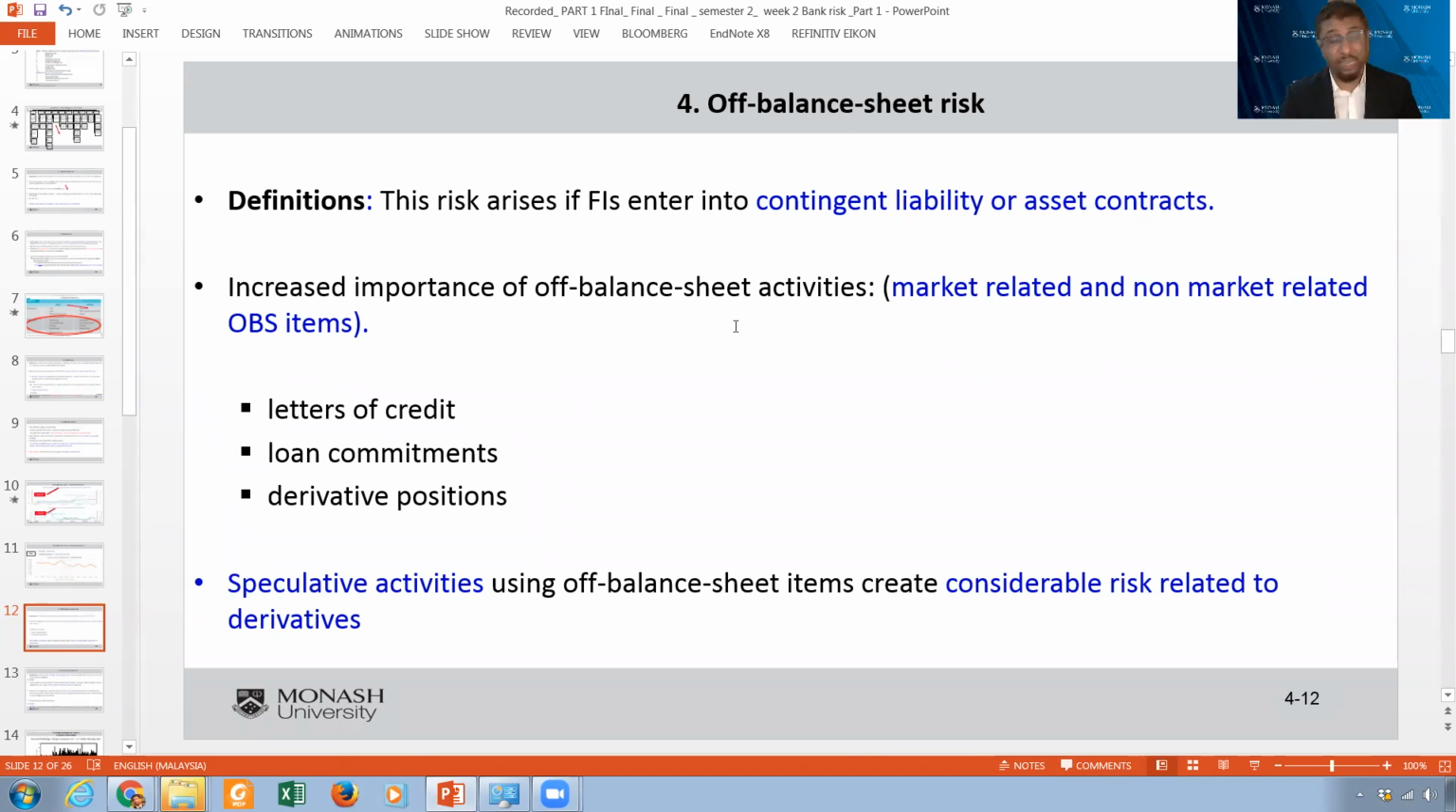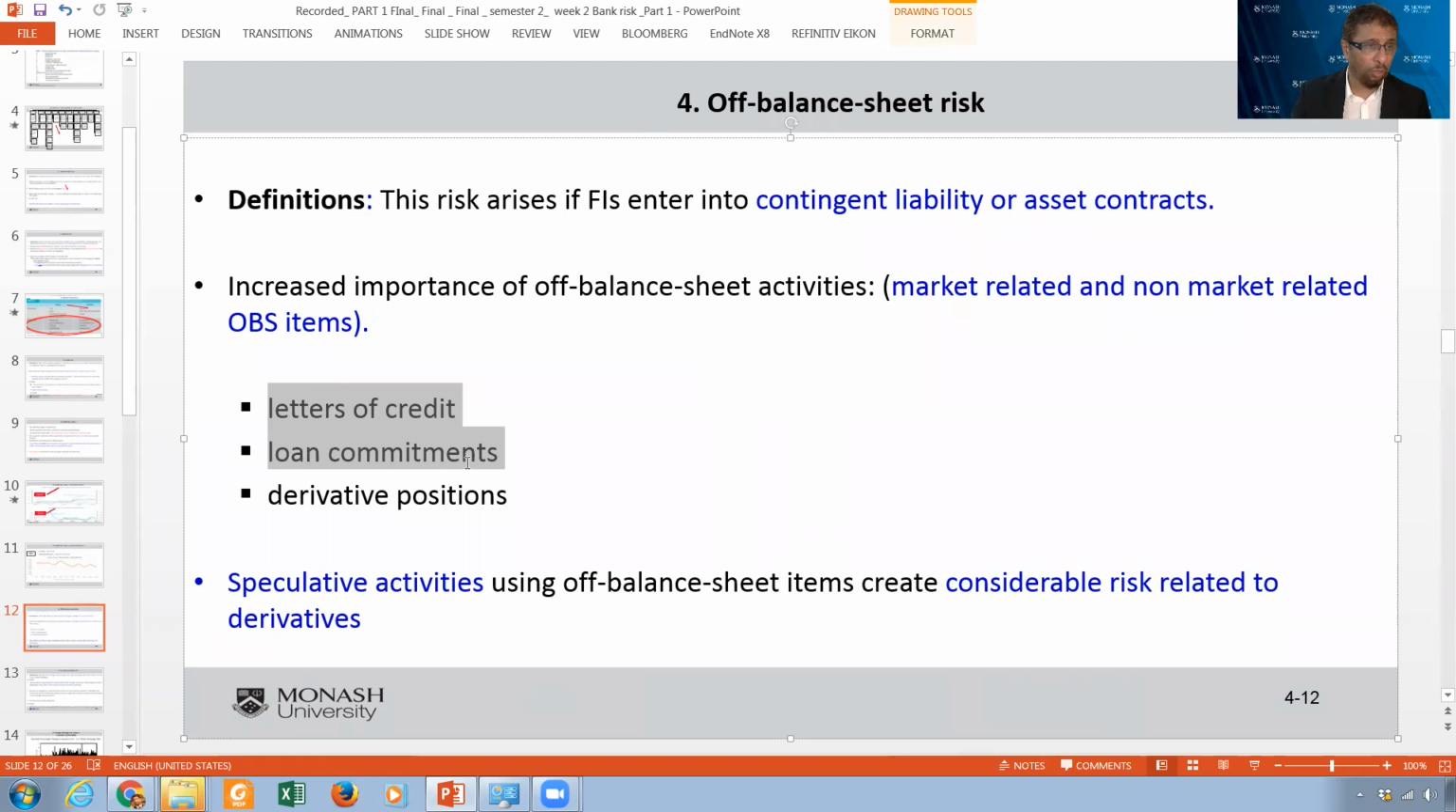Now, off-balance sheet can take so many shapes. We can talk about, as I told you, guarantees, letters of credit. We can talk about derivative contracts. We can talk about so many things banks do, and they don't show in the balance sheet, but they are actually contingent payments. This is what we call it, and I have defined here letter of credit, loan commitment, derivative positions.